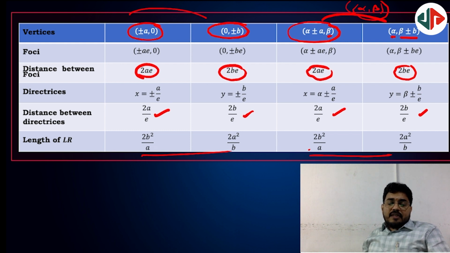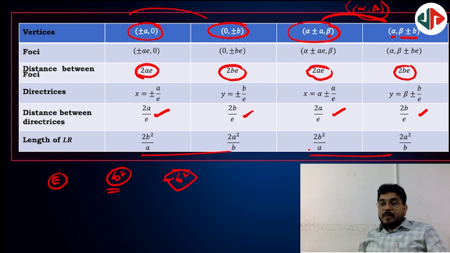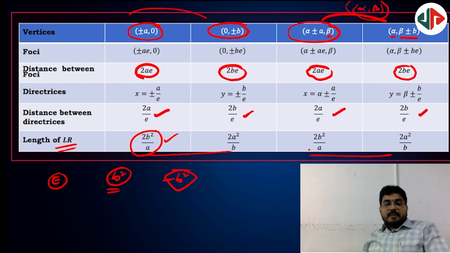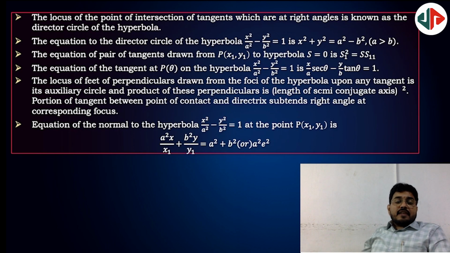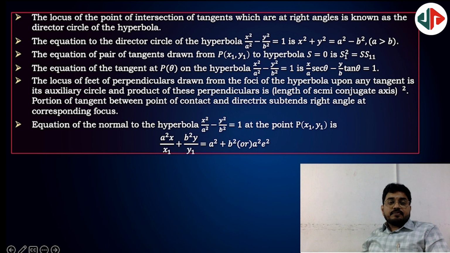Please understand, whatever properties of the ellipse you know, wherever b square comes in the formulas, replace b square with minus b square, and you are going to get the properties of the hyperbola. You may ask, sir, the length of latus rectum there is 2b square by a, is it not minus 2b square by a? No, for length you have to take only the positive value. Some basic definitions we are talking about here.